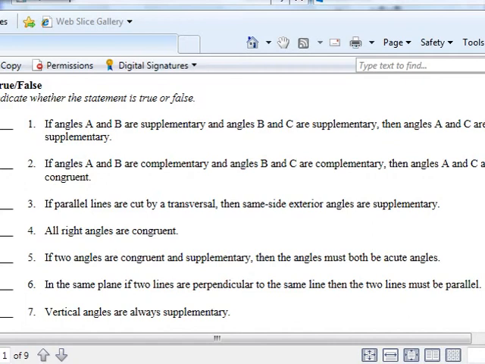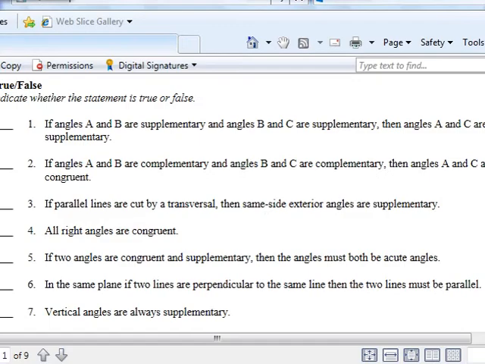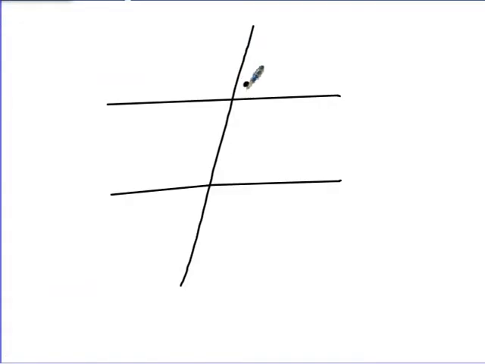True. Number three. If parallel lines are cut by a transversal, let's draw that. If parallel lines are cut by a transversal, then same side exterior angles are supplementary. Same side exterior. Are those supplementary? What do you think, Cody? Yes, they are. That's true. Let's go through all 5 scenarios. Same side exterior, which we just did, those are supplementary. Same side interior, which would be either these two or these two. Same side interior, also supplementary.